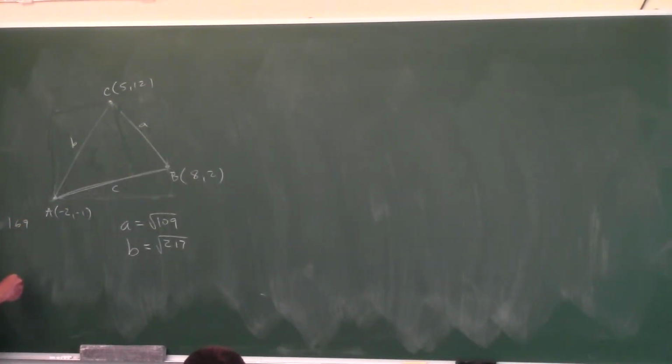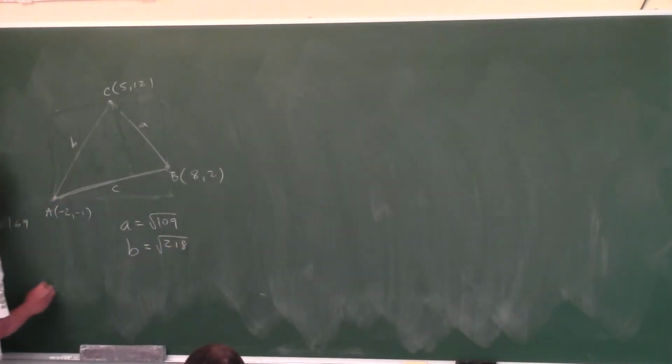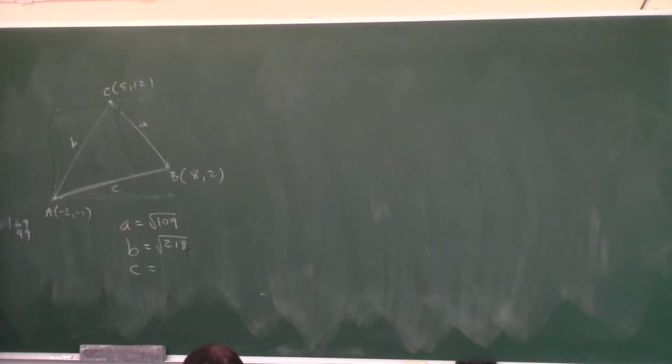13 squared is 169, right? Oh yeah, my bad. 218. There you go. And then 49, right? It's 218. Okay, if you have to write this on the side, write it on the side. Okay, what about C?